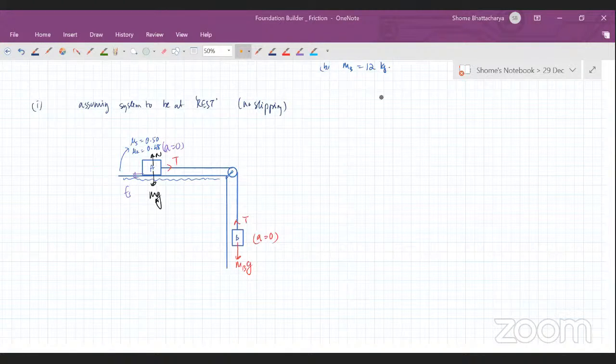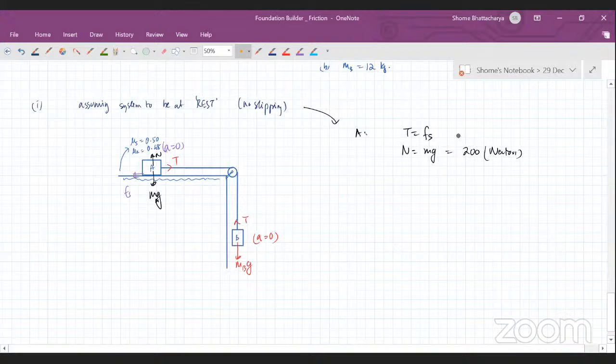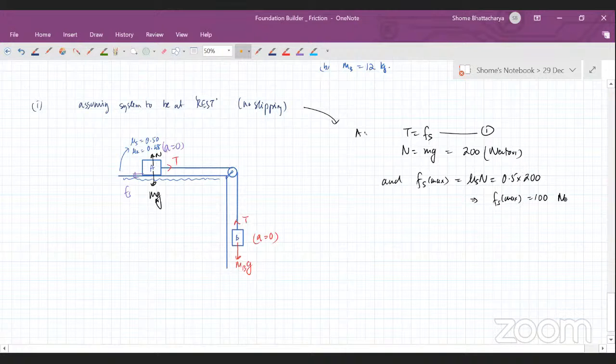So for this first part only, for equilibrium, for the block A, you can see that tension has to be balanced by static friction, and normal reaction is equal to mg. So that is 200 newtons. So this is our first equation. Let's use this later. Now you can also see that maximum static friction available is equal to mu s into N. So that is going to be 0.5 into 200. So the maximum static friction available to us is going to be 100 newtons.